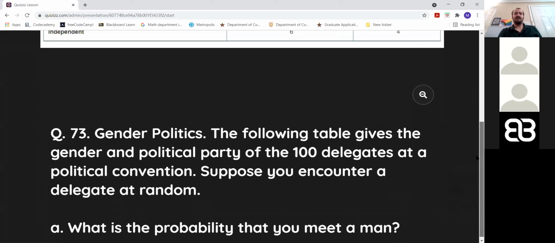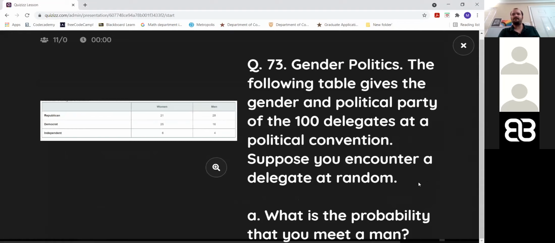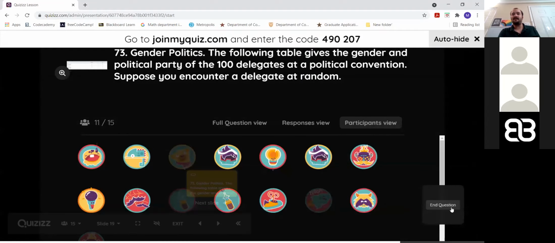What is the probability that you meet a man? I reduced it and then my rank dropped. All right, so what should you be adding here? All the men together. 28, 16, and 4 is going to give you what number? 48. And so this is 48 out of 100, or 0.48.